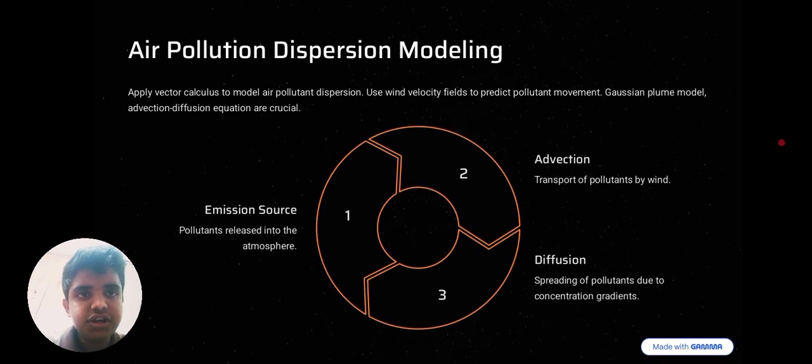Next is air pollution dispersion modeling. Apply vector calculus to model air pollutant dispersion. Use wind velocity fields to predict pollutant movement. Gaussian plume model and advection-diffusion equations are crucial. The first one is the emission source, pollutants released into the atmosphere. Next, second one is the advection, transport of pollutants by wind. Next, third one is diffusion, spreading of pollutants due to concentration gradients.